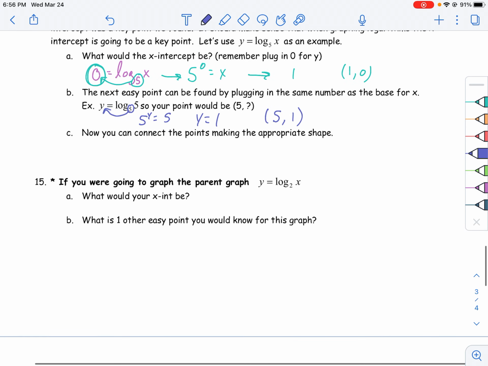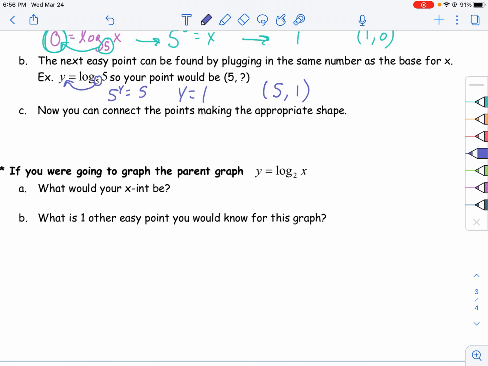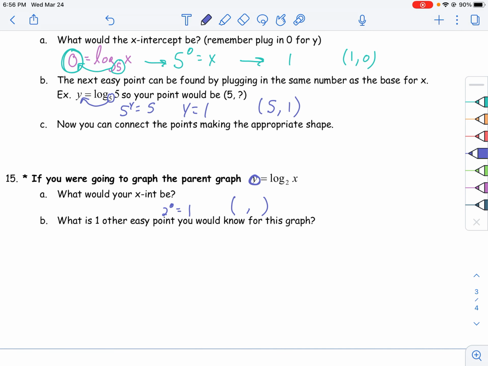If you were going to graph the parent graph of y equals log base 2 of x, what would our x-intercept be? So our x-intercept, remember, is when y is equal to 0. So 2 raised to the 0, that's going to be 1. And this is always true. The x-intercept is always going to be (0, 1). No matter what, oh my gosh, not (0, 1). (1, 0), because the y value is 0. So (1, 0), no matter what, any log, as long as there's no transformations, has an x-intercept (1, 0).